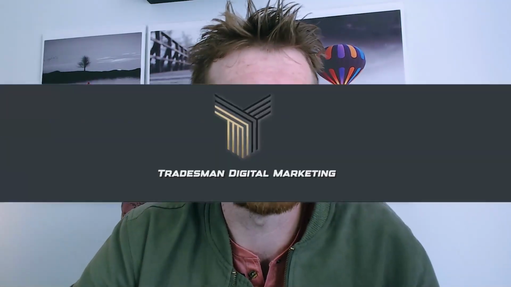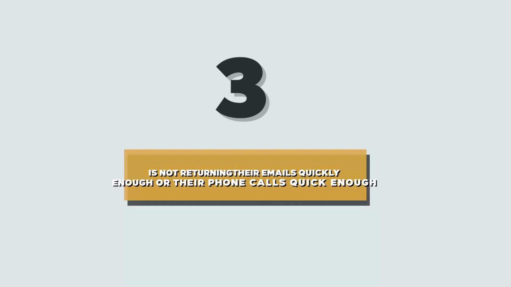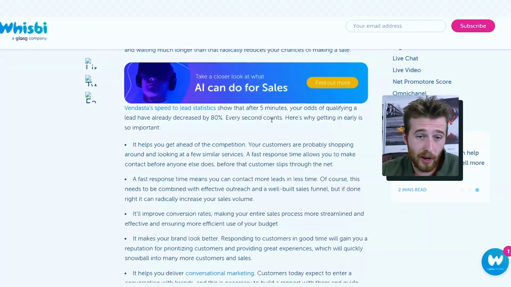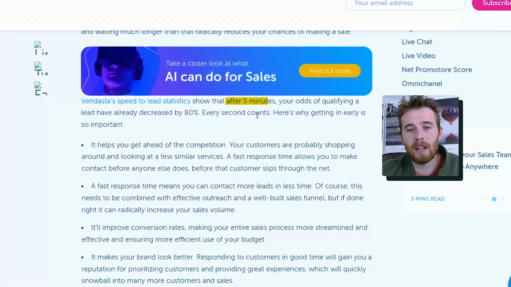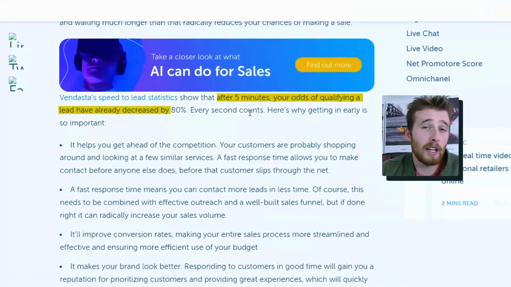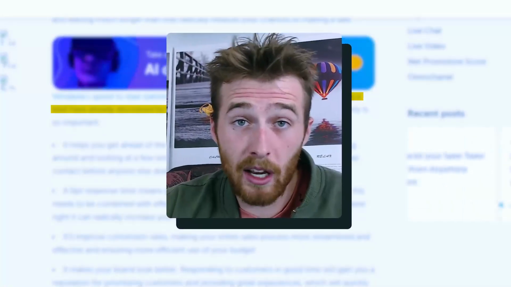Now, the final massive mistake I see when it comes to Google Ads and really just destroying results overall, and I've worked with several companies who have done this, is not returning their emails quickly enough or their phone calls quick enough. There's a great report, and you can literally Google this online anywhere, and slow response times really hurt business. This is a report from Vesta, which I'm probably pronouncing wrong, so sorry guys, but it showed that after 5 minutes, your odds of qualifying a lead have already decreased by 80%, which is massive, meaning more than likely you're just not going to close this individual at all.